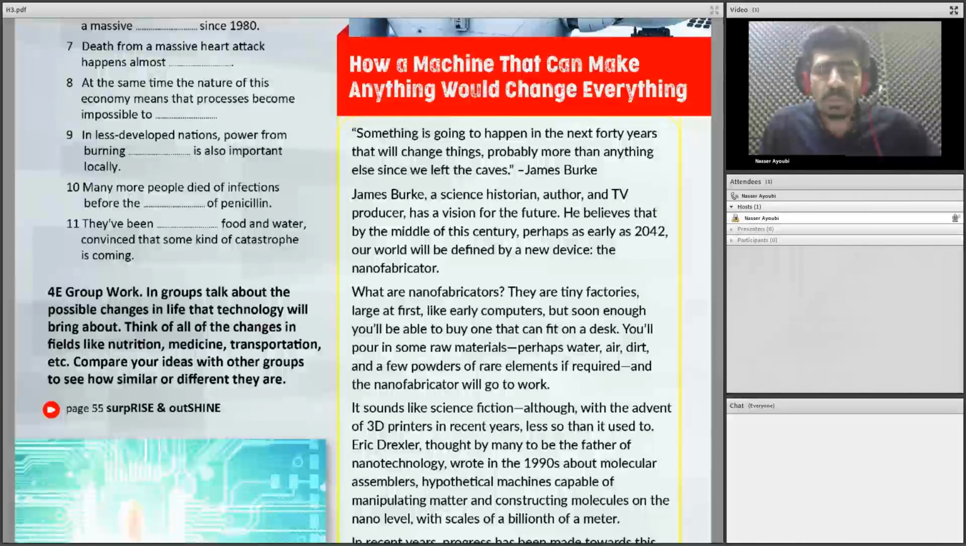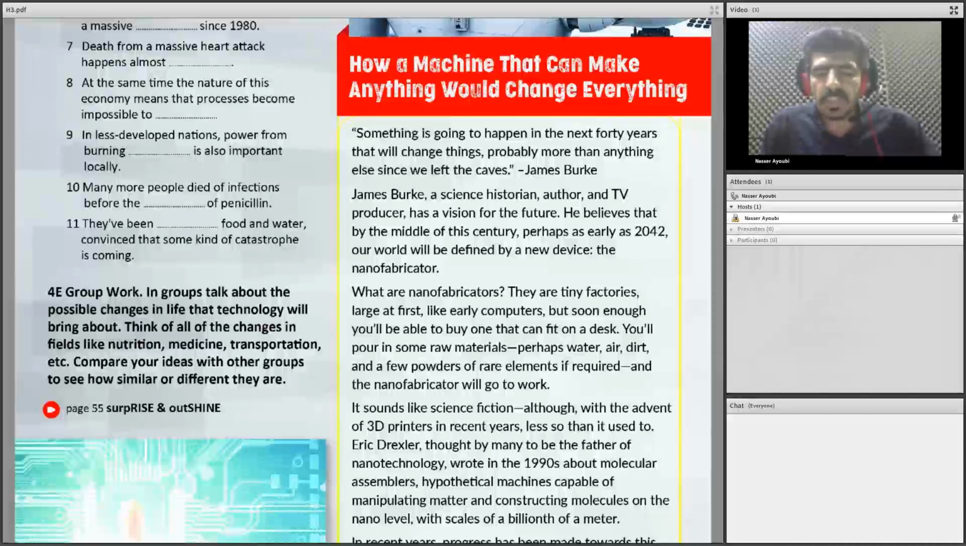A science historian is someone who studies the history of science. He has a vision for the future. Vision means foresight, anticipation, view for the future.